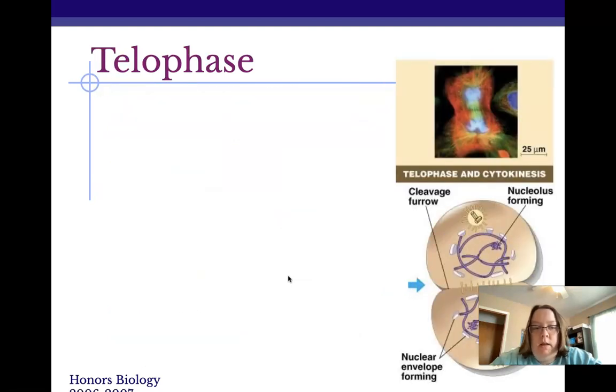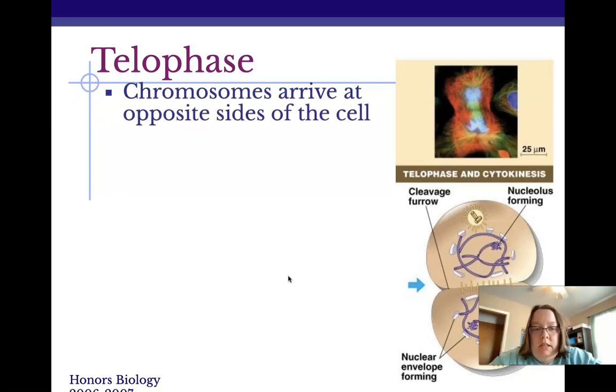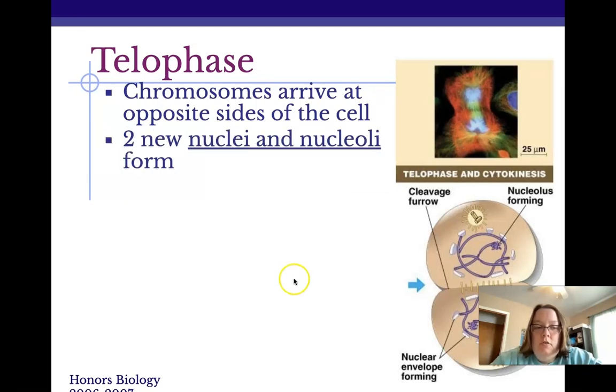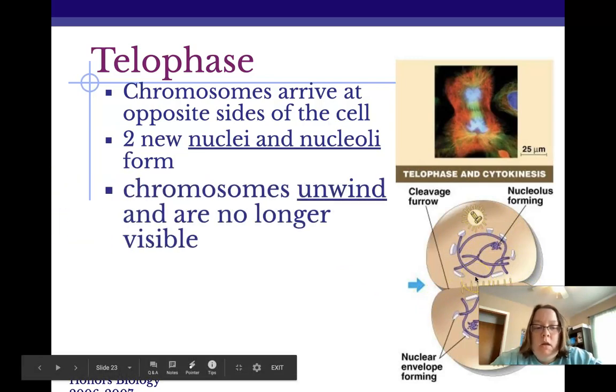Our last stage is telophase. Telophase is when our cell starts to look normal again and it's starting to pinch. So in telophase, chromosomes are at the opposite ends of the cell. Our nucleus is starting to reform. So we see our nucleus starting to come back in on both sides.